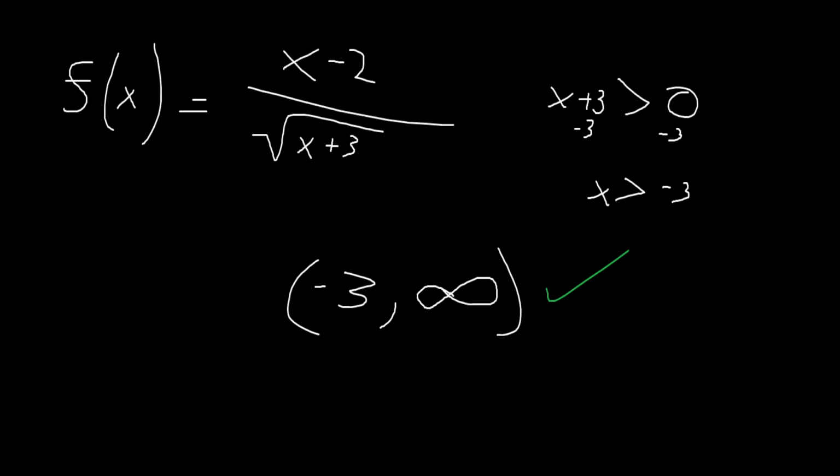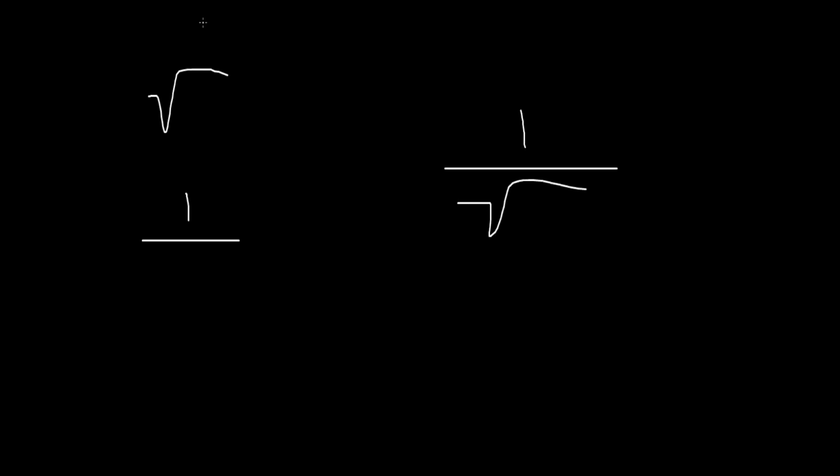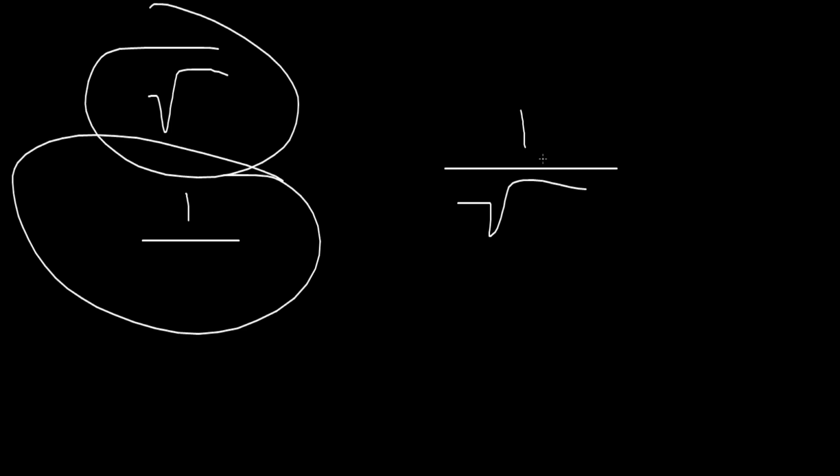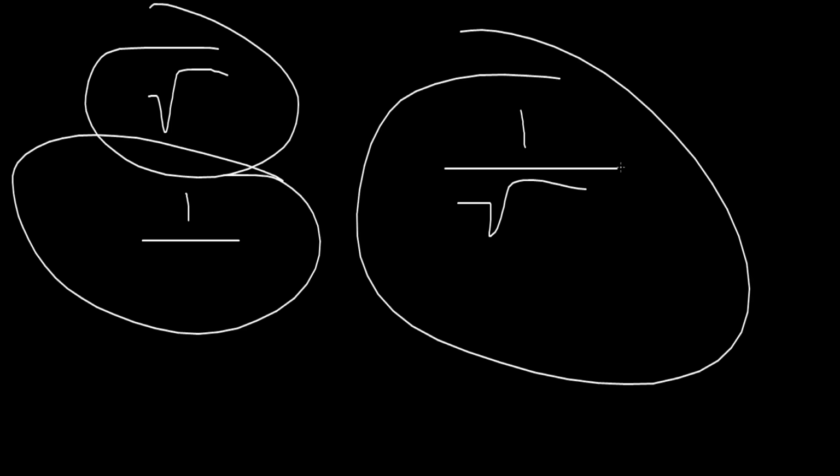So the only 3 places that domain can break, and hold on, let me clear the board. The only 3 places that domain can break is if you have the square root of something, 1 over something, or 1 over the square root of something. Those are the 3 places where domain is going to break down and have problems.